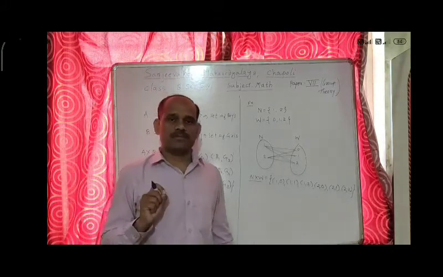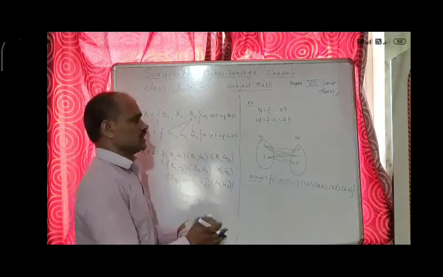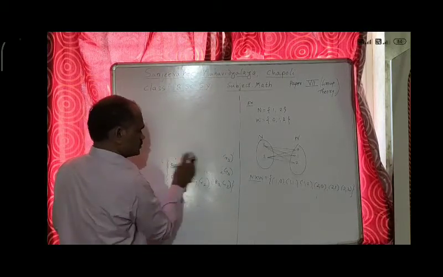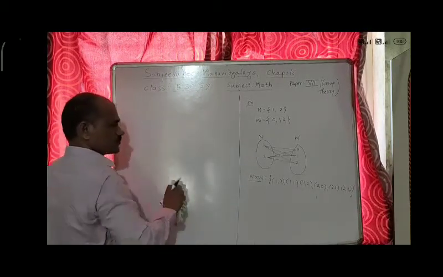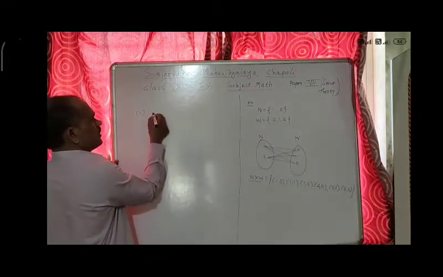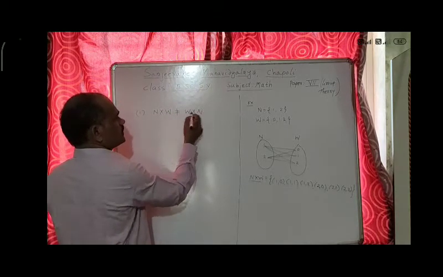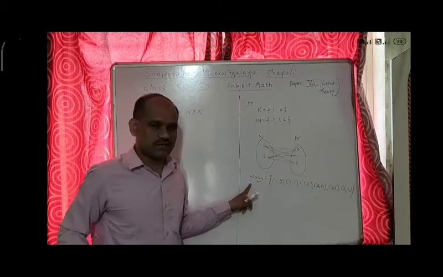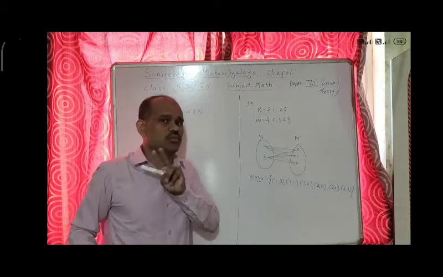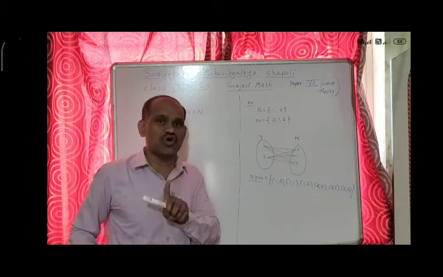Now some properties of this product are given and we have to discuss them. What are the properties? First property: N cross W is not equal to W cross N. That means the Cartesian product, or cross product, of N cross W and W cross N are not equal. That means the Cartesian product is not commutative. It is non-commutative.